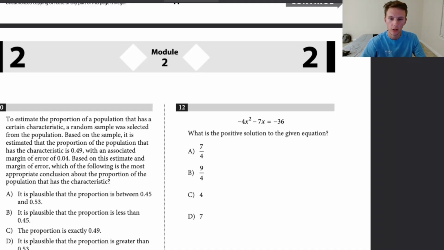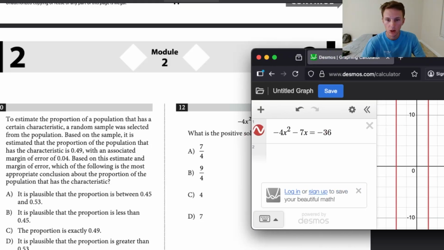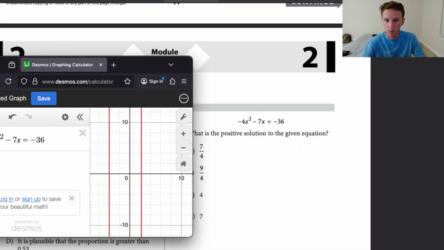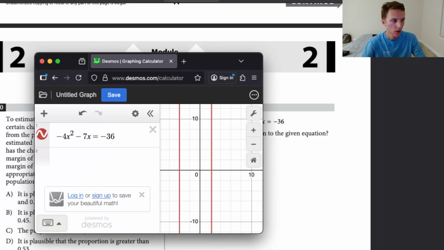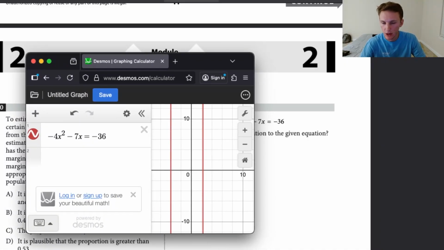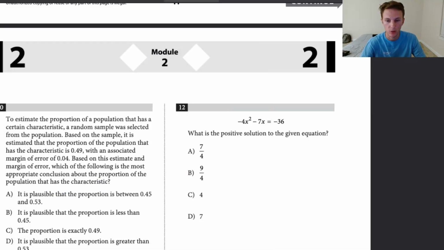So you guys are really lucky, you can use Desmos now on the SAT, and basically any sort of equation like number 12, I'm going to pull up my Desmos window. You can just type it in as it shows up into Desmos. Let me get that on screen. And then you're going to basically just be able to click the answer. So it'll be 2.25, which in fraction form is going to be B.